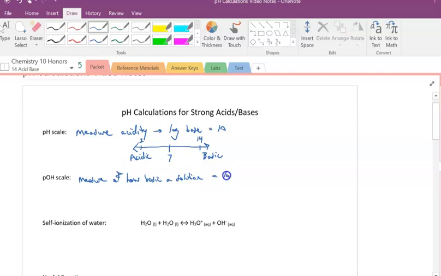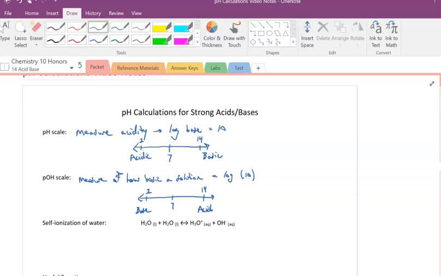It's also log-based, so it's base 10. It ranges typically for us from 1 all the way up to 14, with 7 right in the middle being neutral, except in this case, bases are going to be our smaller numbers and acids are going to be numbers that are greater than 7. So it's the same thing. It's just the exact opposite of the pH scale, and that can be useful sometimes if we're doing some calculations.